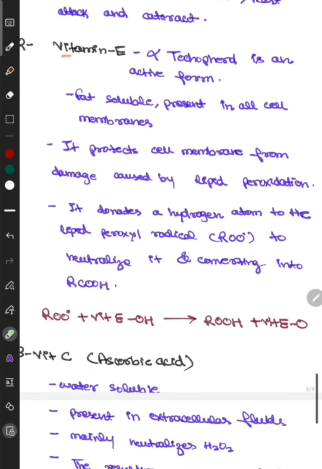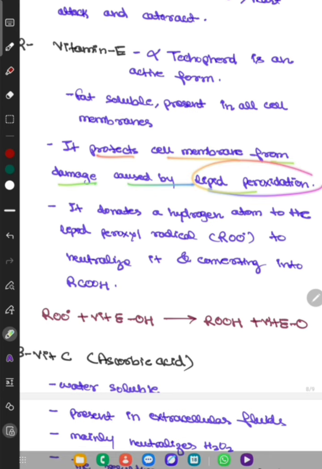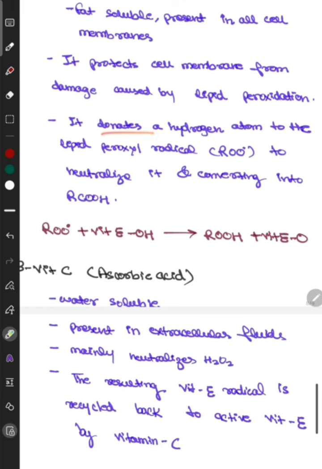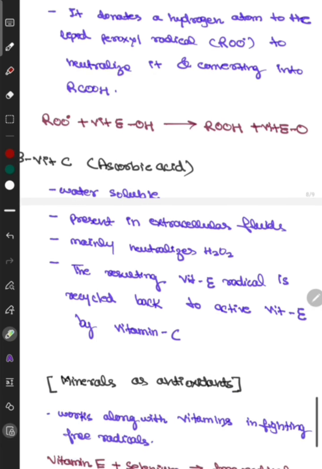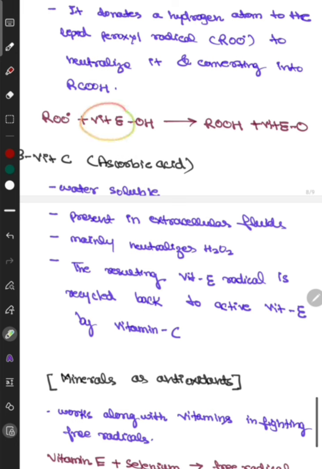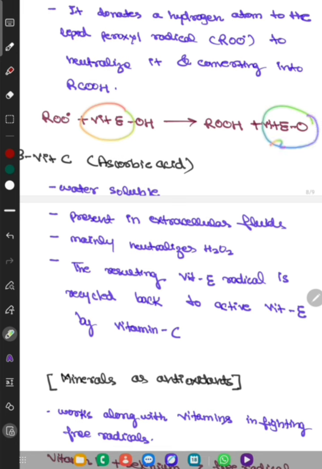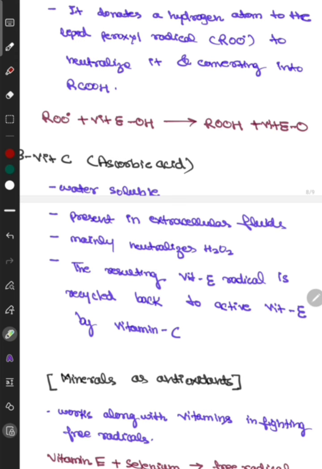Second vitamin is vitamin E, and the active form of vitamin E is alpha tocopherol, which acts as an antioxidant. This is fat soluble and present in all cell membranes. Mainly vitamin E protects the cell membrane from damage caused by lipid peroxidation, because it donates a hydrogen atom to the lipid peroxyl radical, and it neutralizes it into acid, and vitamin E itself is converted into vitamin E free radical.